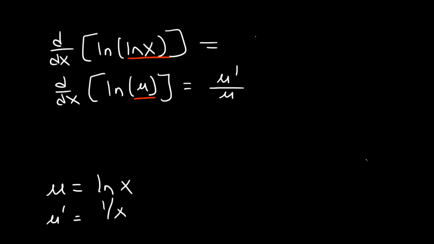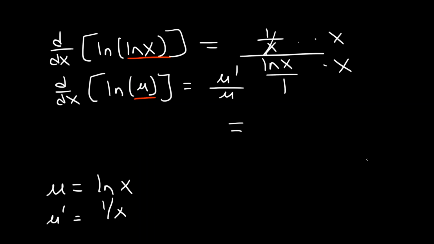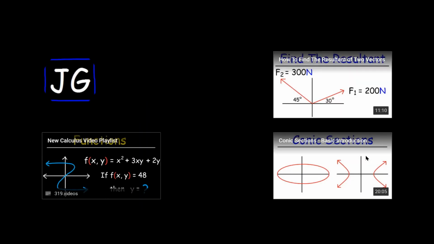So the answer is going to be u prime, which is 1 over x, times u, which is ln x. So let's multiply the top and bottom by x. 1 over x times x is 1. So it's 1 over x ln x. And that's the answer.